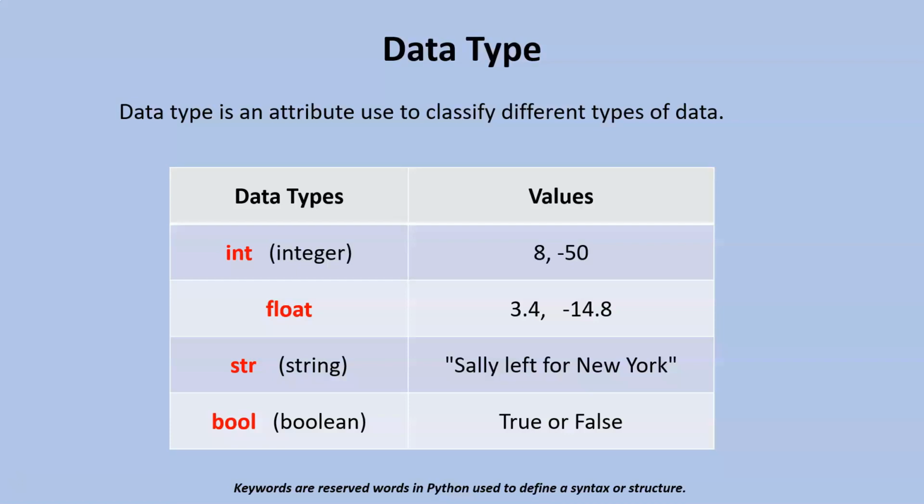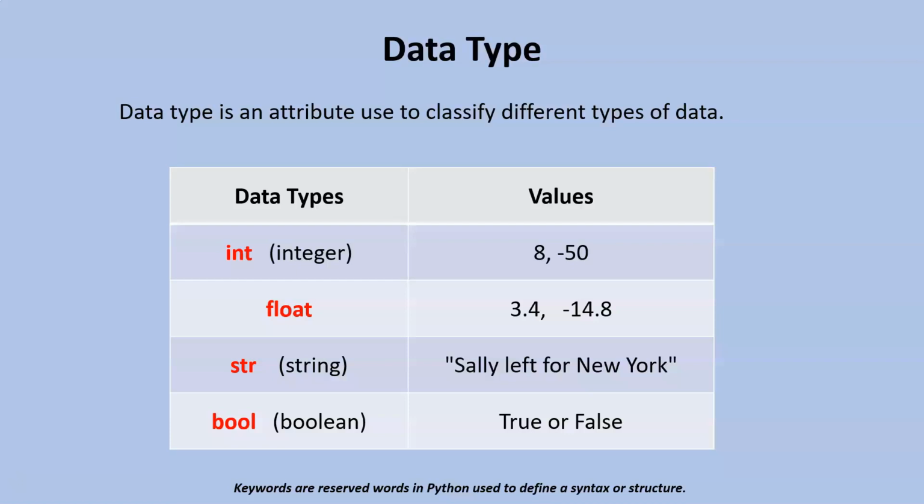Next, we have the float data type, which stores numbers that have decimals and also stores both positive or negative values. We use the keyword float to represent a float data type. An example of a float data type will be 3.4, negative 14.8.